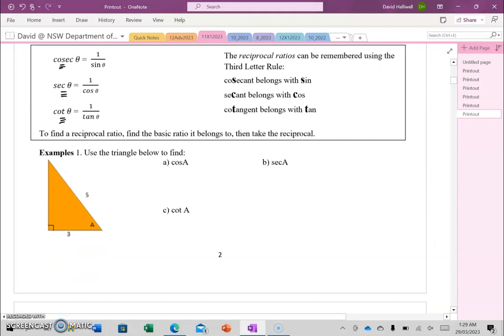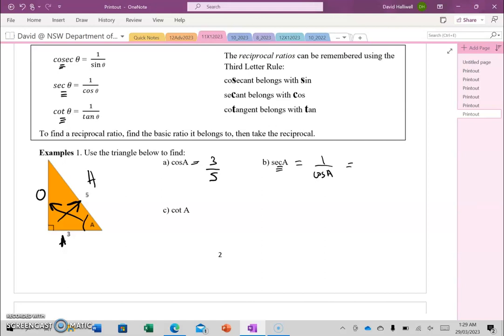Use the triangle below to find cos A. Well, this is the hypotenuse, this is my reference angle A, so that's adjacent, and that's opposite over here. Cos is adjacent over hypotenuse, so that's just going to be 3 over 5. Sec, third letter rule, it's 1 over cos, right? So all you do is take the answer for cos and flip it. So that's 5 on 3.